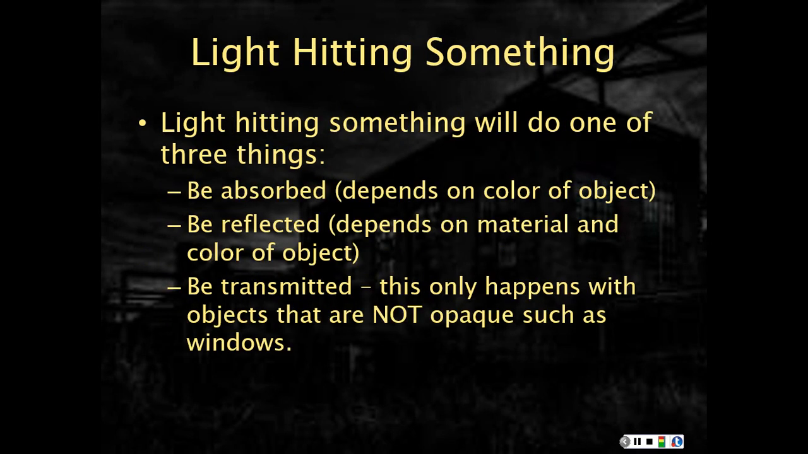So light hitting something will do one of three things. Light hitting an object could be absorbed, depending on the color of the object. Light hitting an object could be reflected, depending on the material and the color of the object. Or it could be transmitted. Now this only happens with objects that are not opaque. They have to be clear, such as a window. So with light hitting a window, a little bit might be absorbed, a little bit might be reflected, depending on the angle of the light source, but most of it is transmitted through.